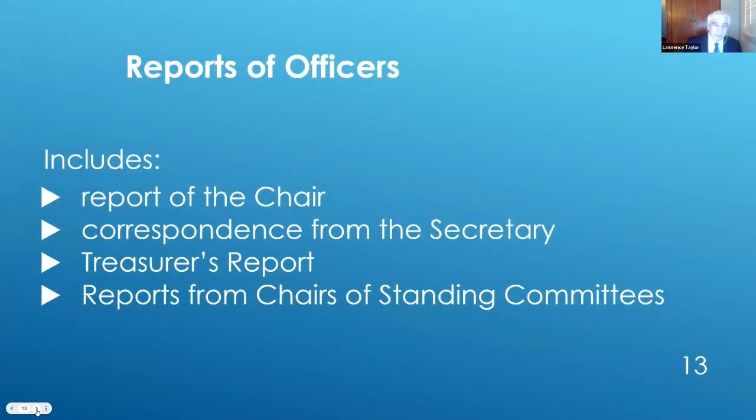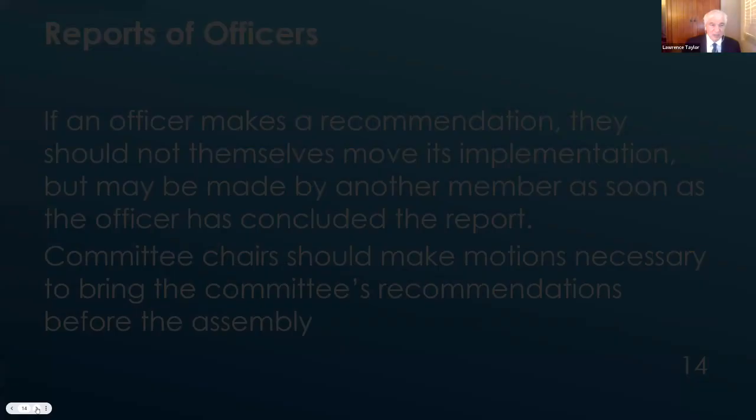Then the next agenda item is the report of the officers. And this includes the report of the chair or the president or whoever the presiding officer of your organization is. Then there would be any correspondence from the secretary, if the secretary is the next listed officer in the bylaws. You typically have a treasurer's report, and then you have the reports of the chairs of the standing committees. If the committees don't have anything to report, you don't even have to mention them. You don't have to spend time talking about something that's not going to happen, just to make the meeting more expeditious.